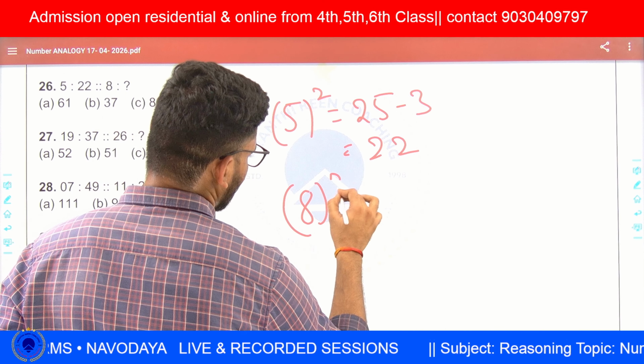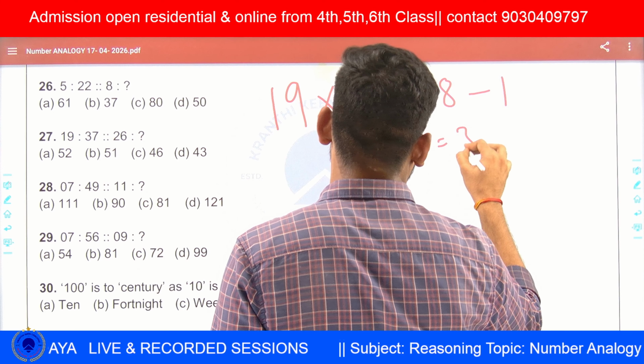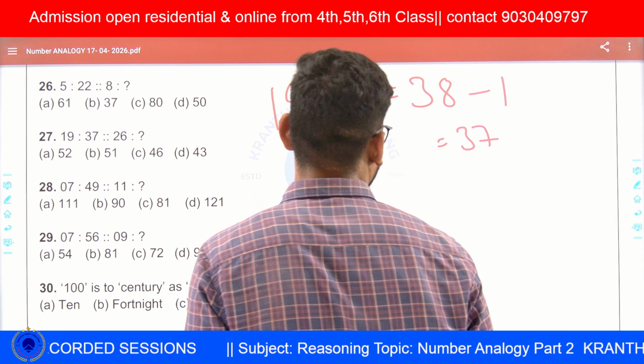Now let's see the 27th question also. Again, let's check the 27th question. 19 and 37, it's quite easy, right? 19 into 2 is how much? 19 into 2 is 38, isn't it? Then he has subtracted 1, that is 37. So we found how 19 is related to 37.